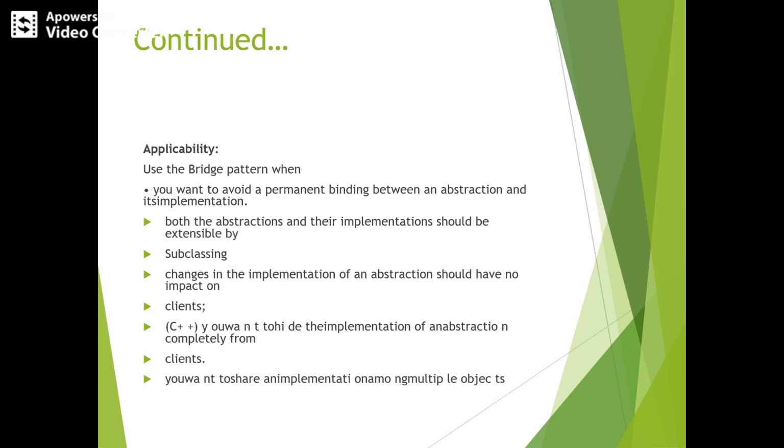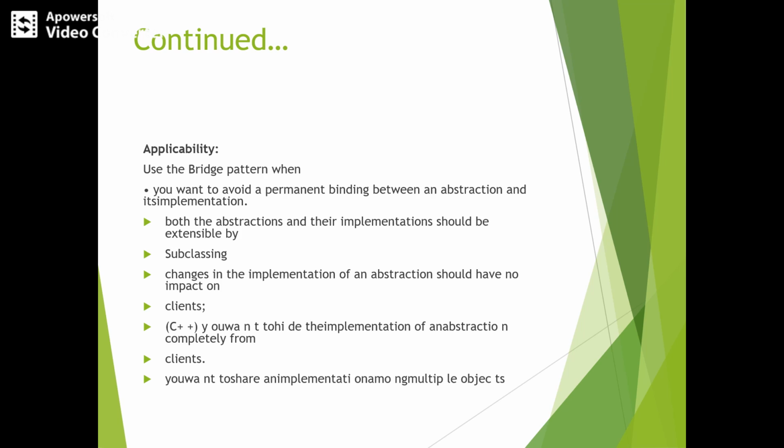Use the bridge pattern again, in C++, when you want to hide the implementation, that is, data abstraction. We know that we hide the data and abstraction completely from the client. In C++, the representation of a class is visible in the particular interfaces.